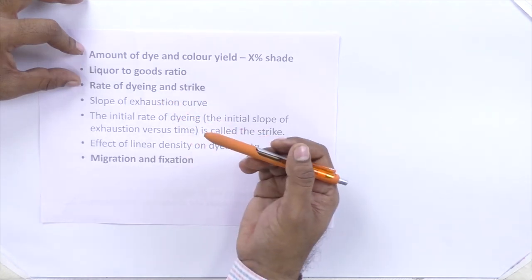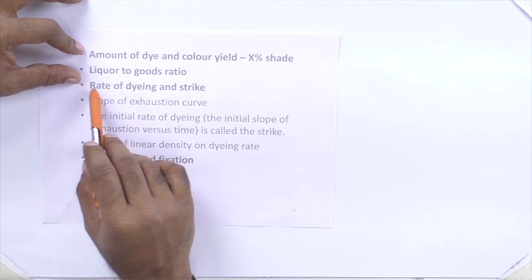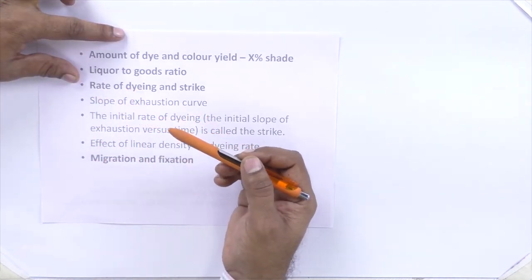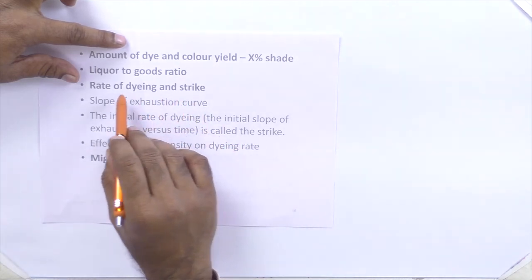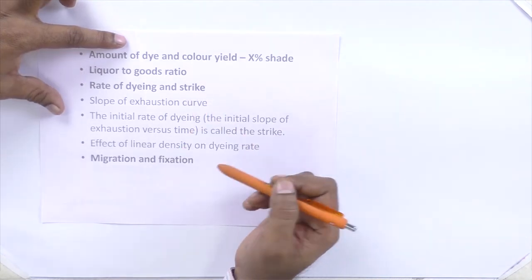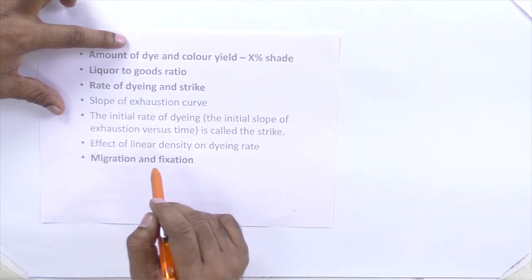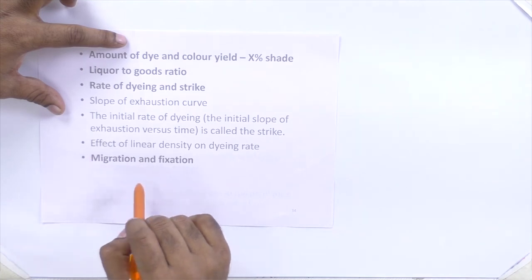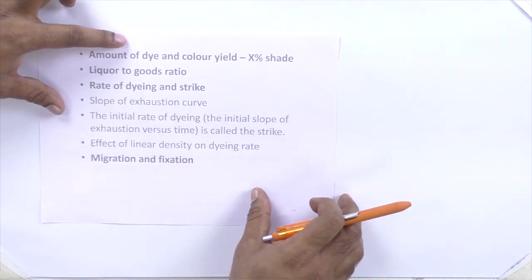The rate of dyeing and strike is a very important term. So the rate of dyeing is the slope of the exhaustion curve. So that means how fast the dyeing takes place, that is the rate of dyeing. And strike is the initial rate of dyeing. And migration and fixation is another important term. So migration means the mobility of dye inside the polymer matrix, so it should be good for even dyeing. And fixation is the bonding between the dye and molecules.